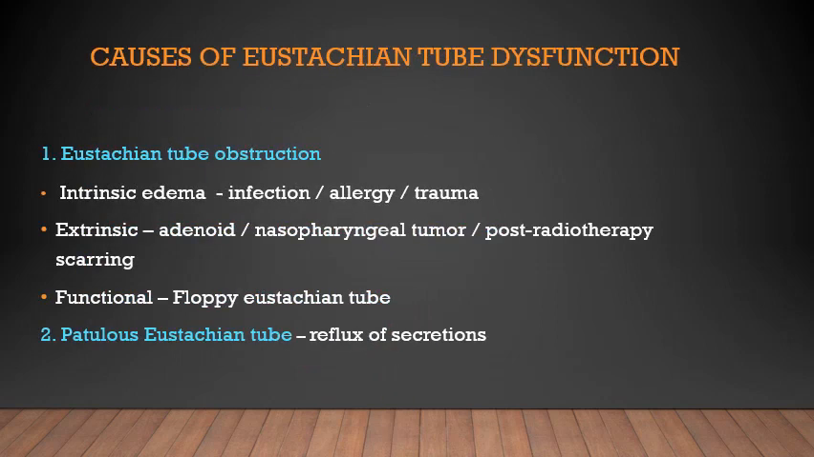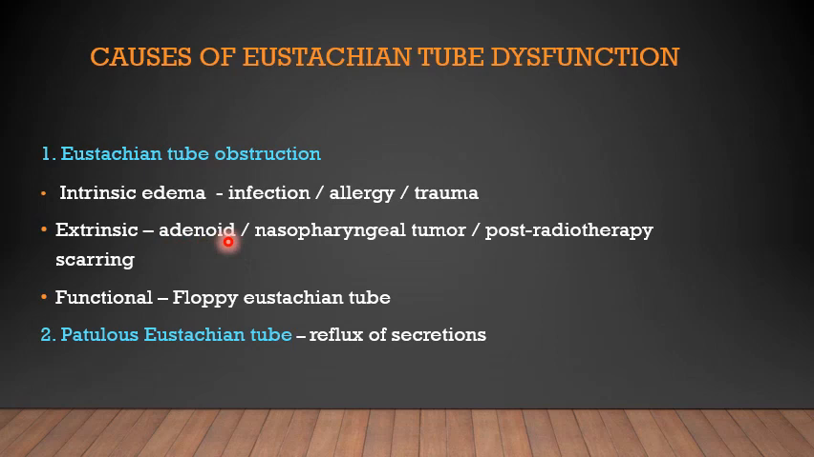Causes of eustachian tube dysfunction. First one is eustachian tube obstruction. Obstruction can be caused by intrinsic edema, extrinsic edema, or functional obstruction. Intrinsic edema is caused by infection or allergy or trauma. Extrinsically, outside the eustachian tube, there is an obstruction which can be due to adenoid hypertrophy.